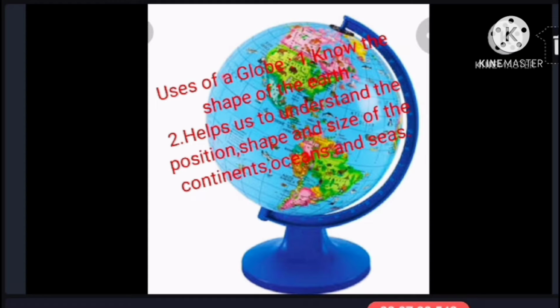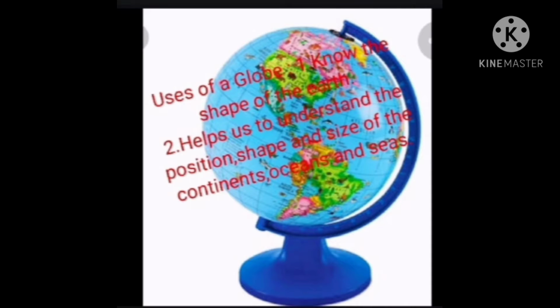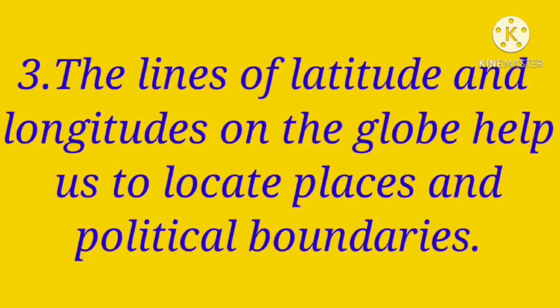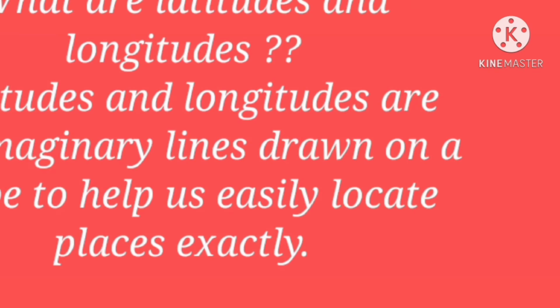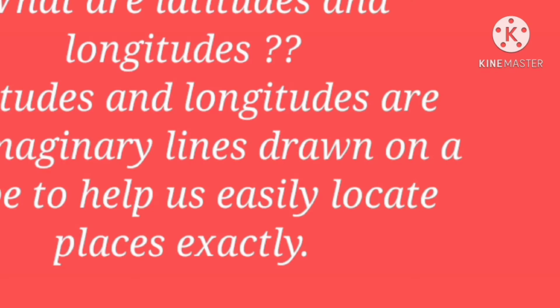Uses of a globe. The globe is useful to know the shape of the earth. It also helps us to understand the position, shape and size of the continents, oceans and seas. The lines of latitudes and longitudes on the globe help us to locate places and political boundaries.